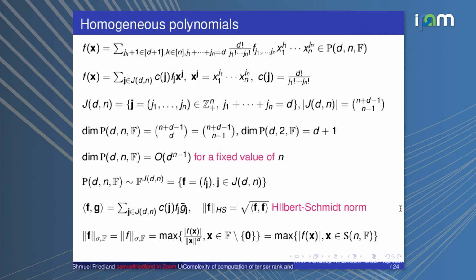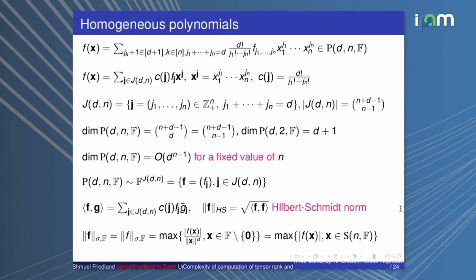So the dimension of homogeneous polynomials of degree d in n variables is n plus d minus 1 choose d. And if you use the standard identity for these coefficients, it's also n plus d minus 1 choose n minus 1. So for example, if you want to talk about qubits, when n equals 2, the dimension is d plus 1.